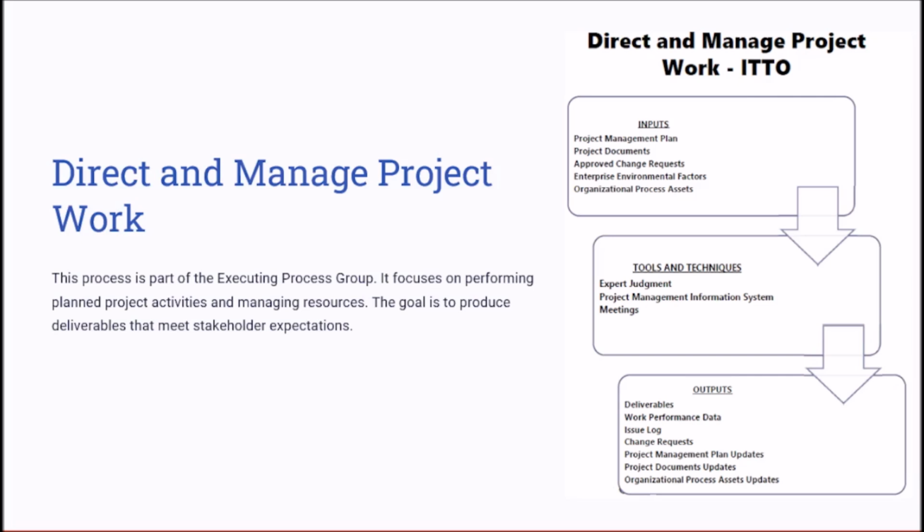For instance, in a construction project at this stage, the direct and manage project work process includes overseeing the on-site work, ensuring the materials arrive on time, and addressing any delays or issues that arise. The goal here is to ensure the project objectives are met by producing deliverables that align with the stakeholder expectations, all while keeping the project on track in terms of schedule, scope, and costs.